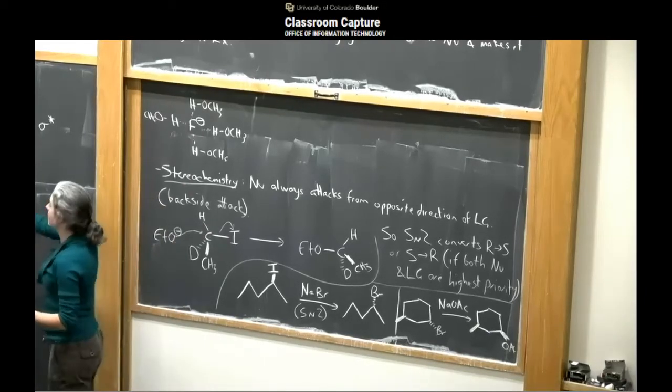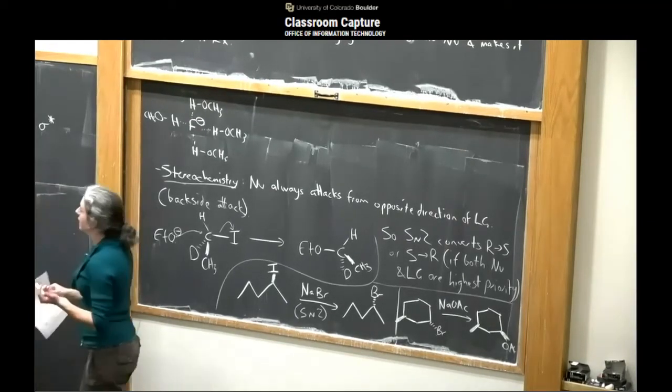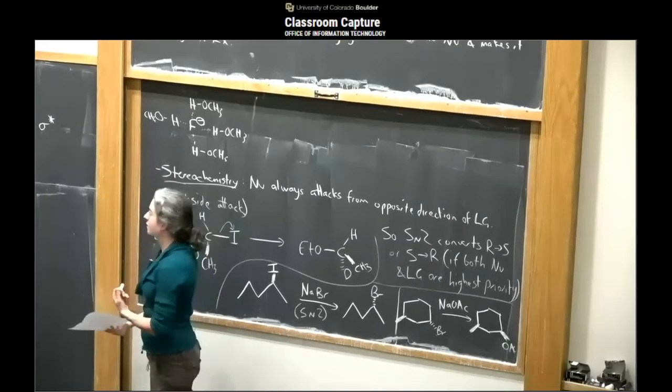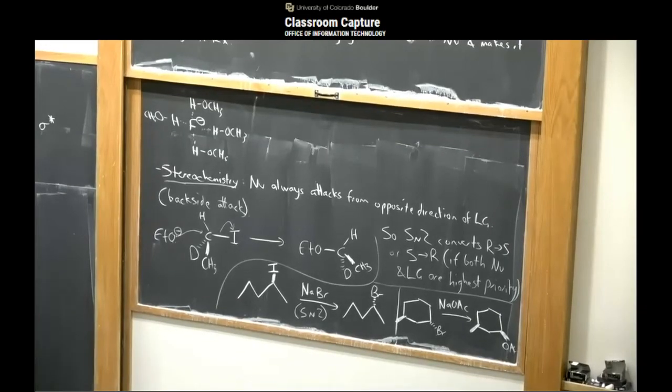Okay, so this is why backside attack has to happen. It just turns out the way the orbitals are shaped, that's the only place you can get purchase on that carbon and then kick the bromine out the other side. So SN2 always, always, always goes by backside attack, always inverts the stereochemistry. I don't think I actually wrote that on there, but SN2 will always flip bold to dashed or dashed to bold. Okay, any questions about that?